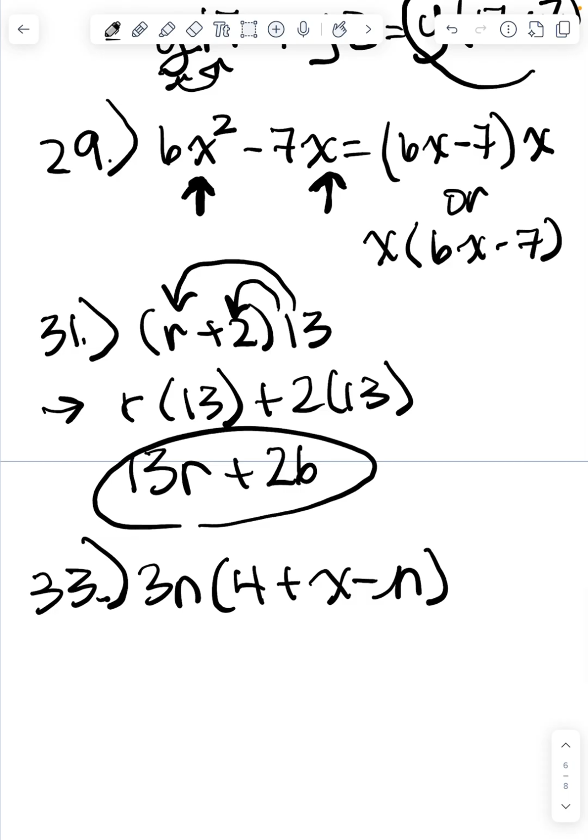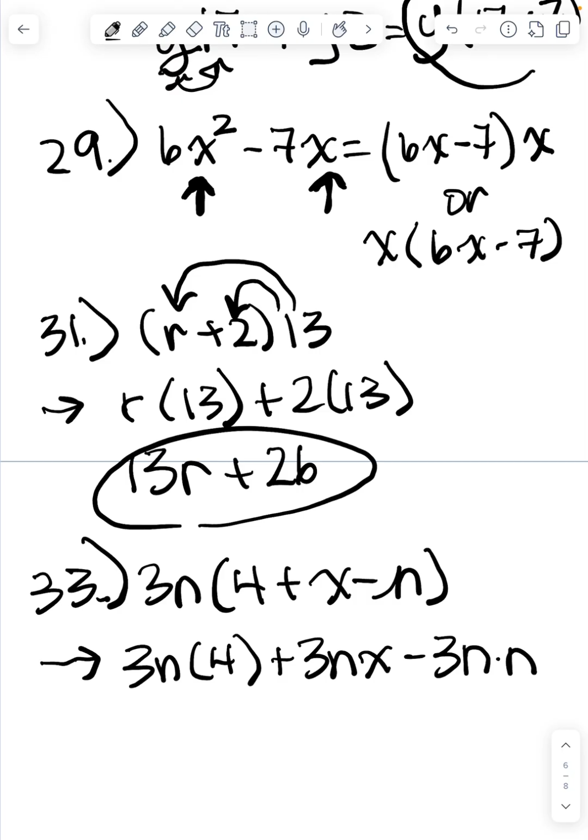I'm going to distribute the 3n. So you don't necessarily have to write 3n times 4. You don't necessarily have to do all of this, but I am going to write everything in here just so we're all on the same page of what's actually happening. 3n distributed to each thing. So this first thing I can do, I have 3 times n times 4. So I do need to multiply the 3 and the 4 to get 12n.